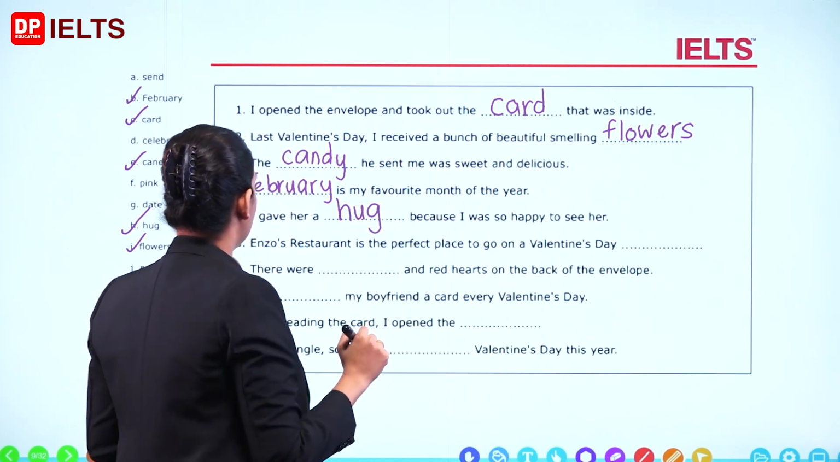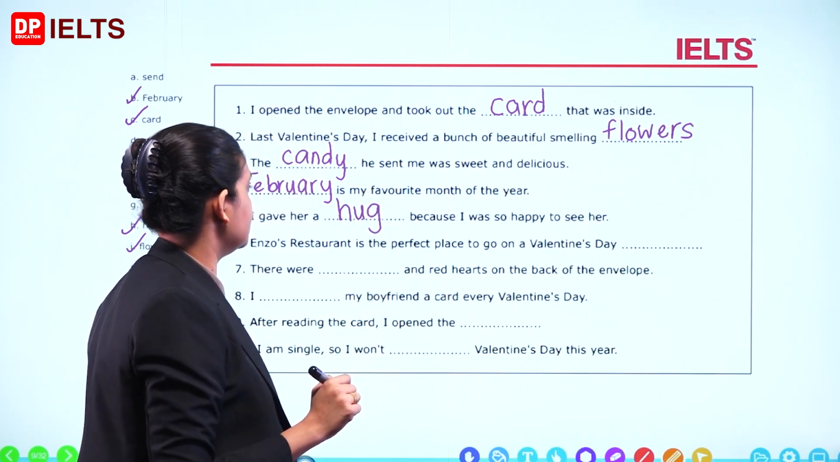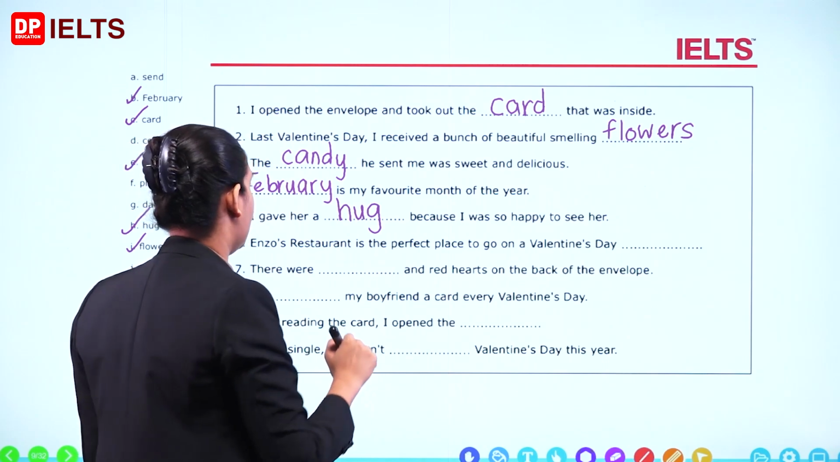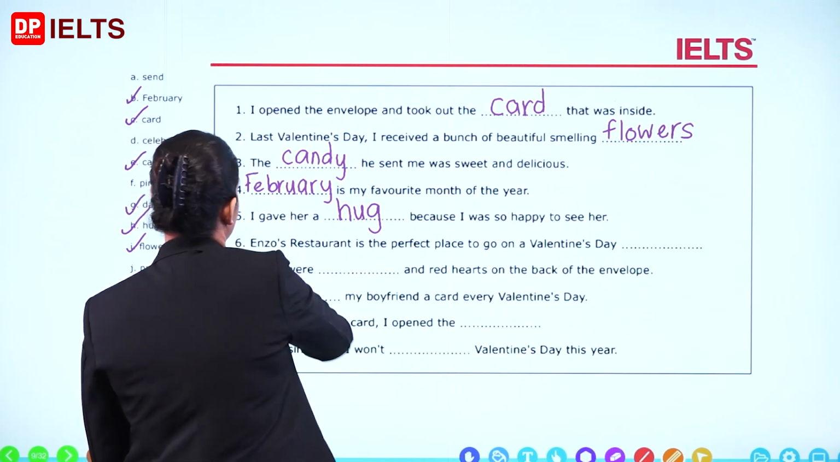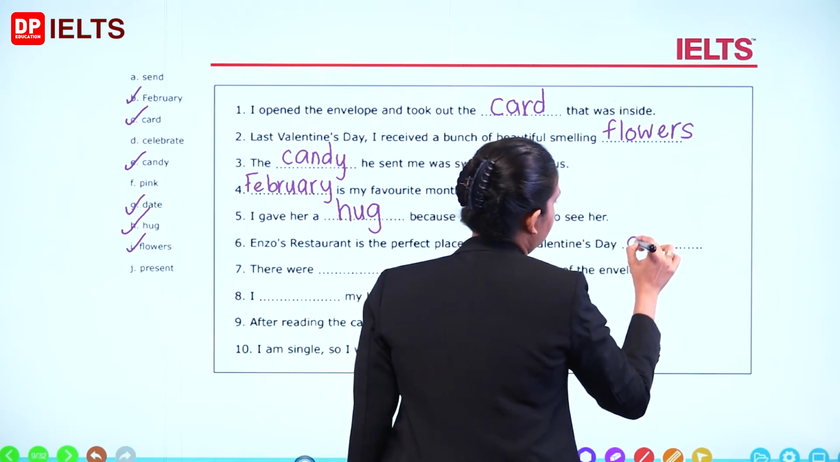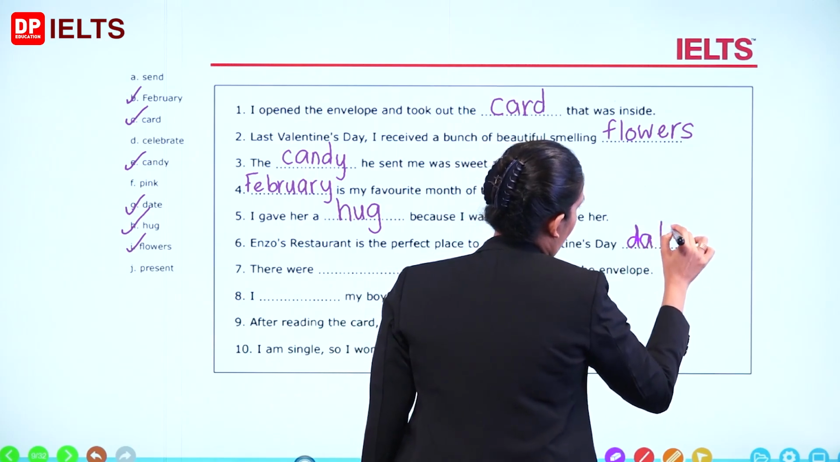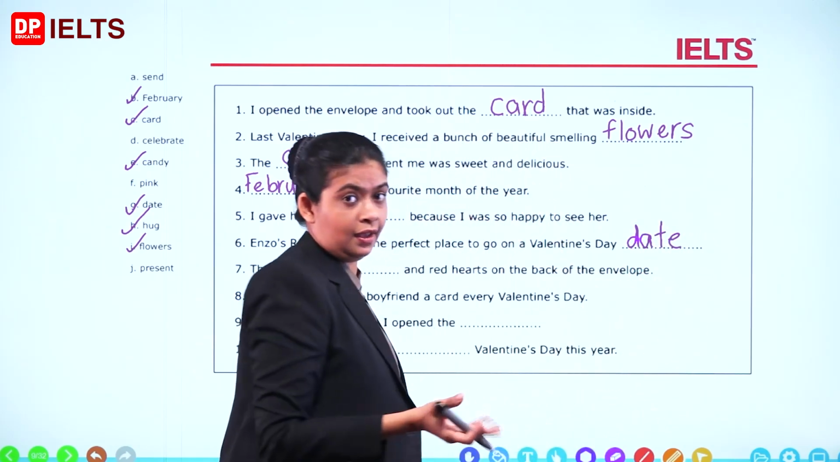Next one. Enzo's restaurant is the perfect place to go on a Valentine's Day date. Date කියන්නේ කෙනෙක්ව කොහේ හරි එළියට ගෙනියනවා නම් so ඒ restaurant එක නියම තැනක් යන්න.